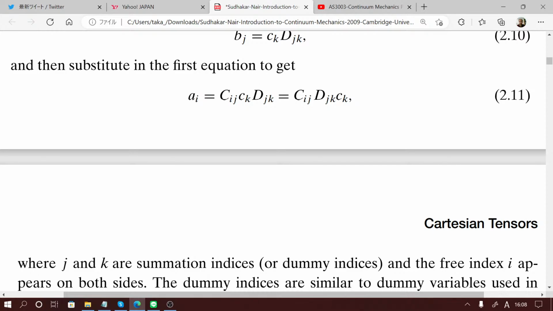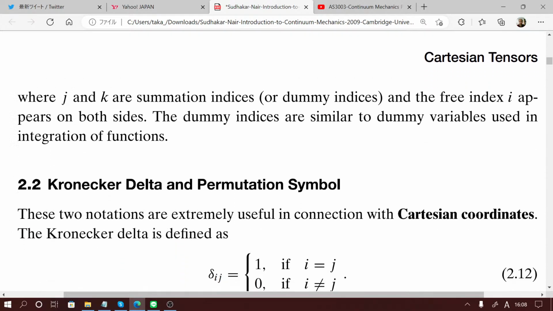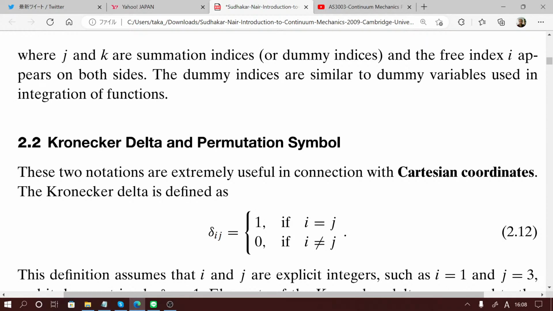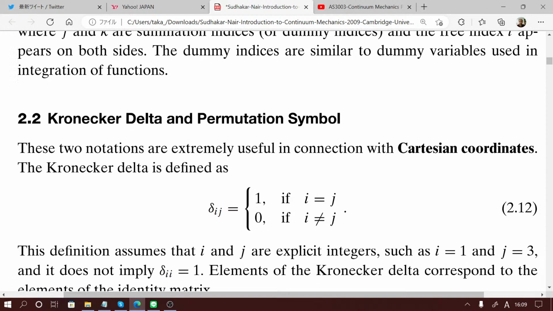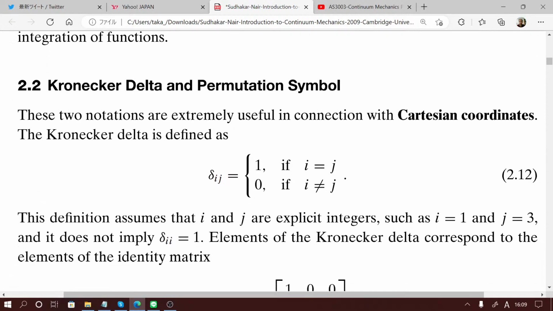So Cij Djk Ck, where J and K are summation indices or dummy indices, and the free index I appears on both sides. The dummy indices are similar to dummy variables used in integration of functions.